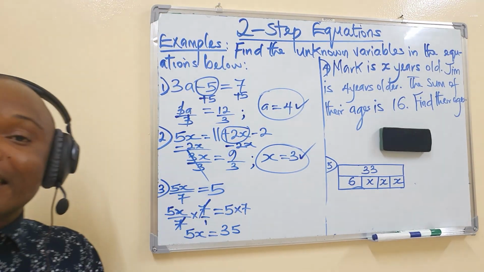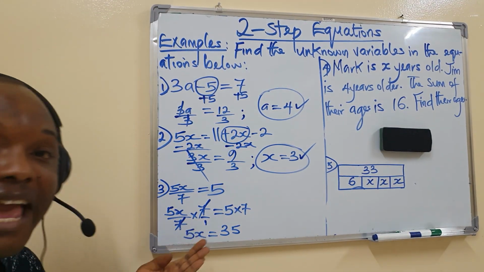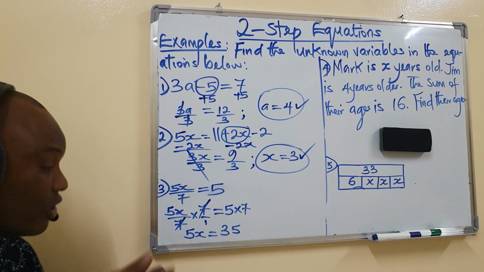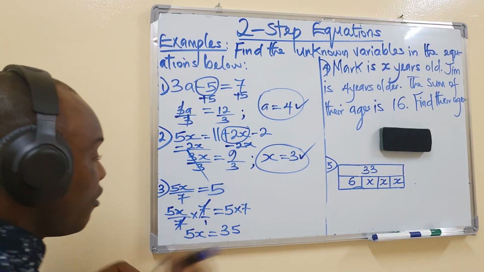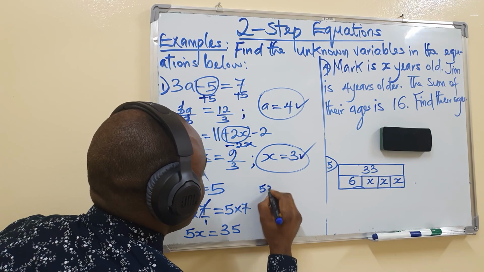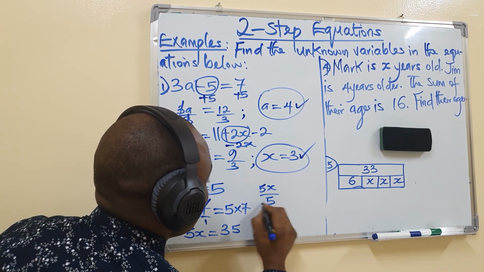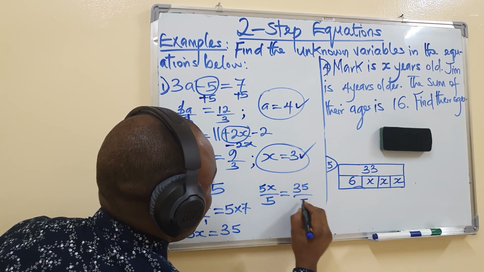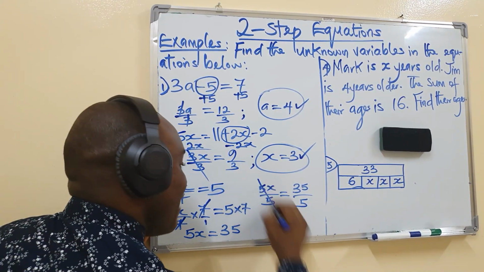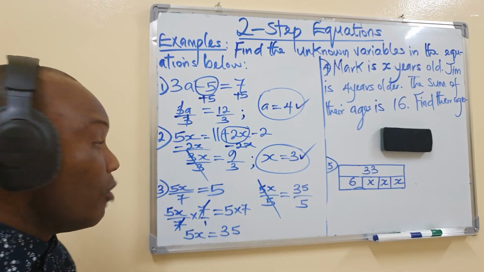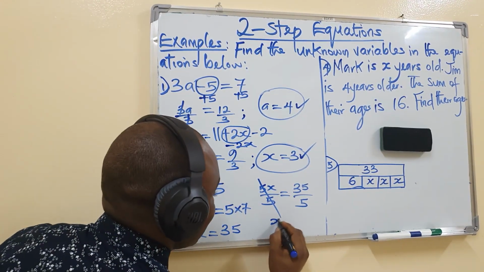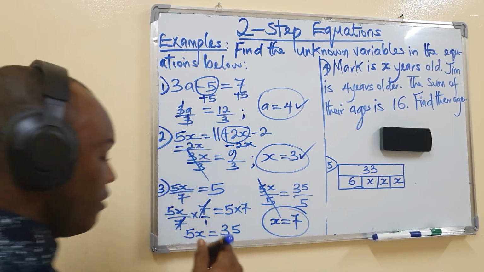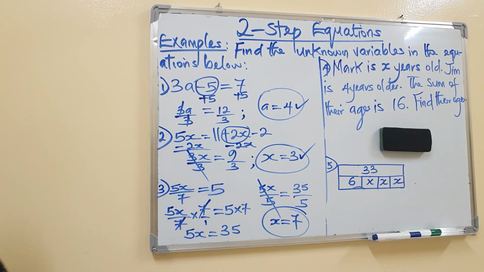We are not done yet because there is still a 5x, which is 5 times x. The only way to remove that is to divide because it was times initially. Therefore, 5 times x will be divided by 5, and on the right-hand side, 35 will also be divided by 5. So, the 5 on the numerator cancels out the 5 on the denominator. And then we are left with just x is equal to 35 divided by 5, which gives us 7. Therefore, the value of x is 7.